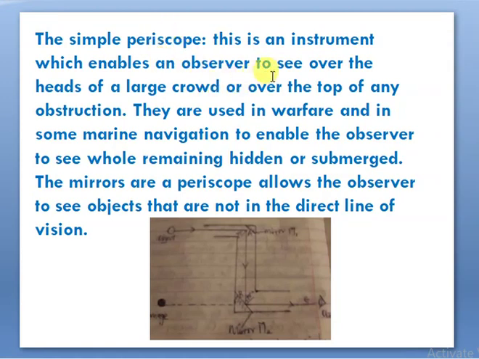It helps the observer to see above your obstacle or above a large crowd. Now, during the time of Zacchaeus, we know that Zacchaeus was a short man according to our Bible. And when Zacchaeus wanted to see Jesus, there was a large crowd. He was struggling to see Jesus.